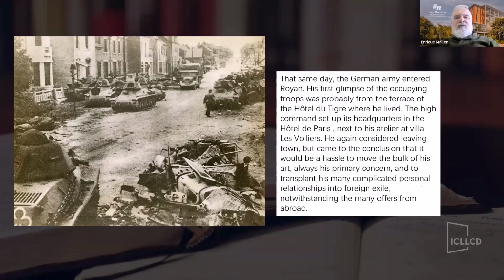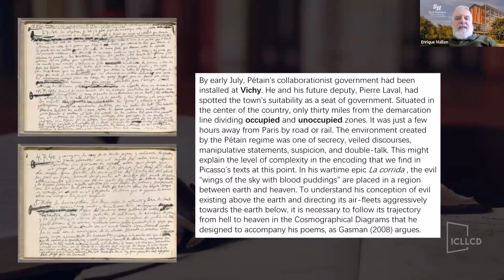His first glimpse of the occupying troops was probably from the terrace of the Hotel du Tir, where he lived. The High Command set up its headquarters in the Hotel de Paris, next to his atelier at the Ville that he shared with Maria Therese. He again considered leaving town, but came to the conclusion that it would be a hassle to move the bulk of his art, always his primary concern, and to transplant his many complicated personal relationships into foreign exile, notwithstanding the many offers from abroad. By early July, Pétain's collaboration with his government had been installed at Vichy.